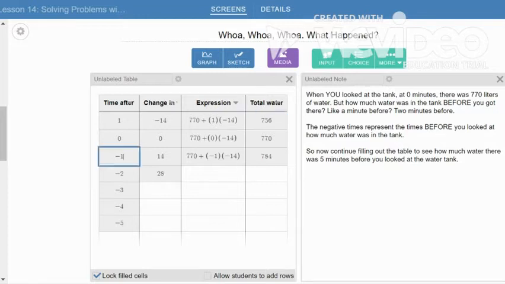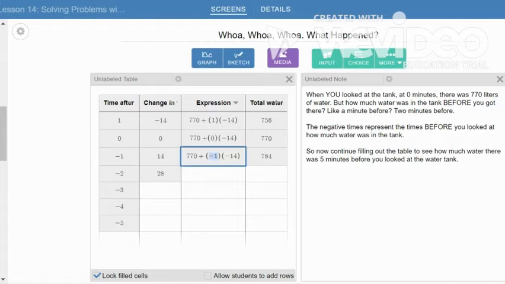So what's happening here is these negative numbers represent the time before you looked in the water. So these are going to have more water because it's in the past and the tank started with more water and then it began to drain. So notice for -1, we see that happening right here, right? So when we looked at 0, there were 770 liters in the tank.